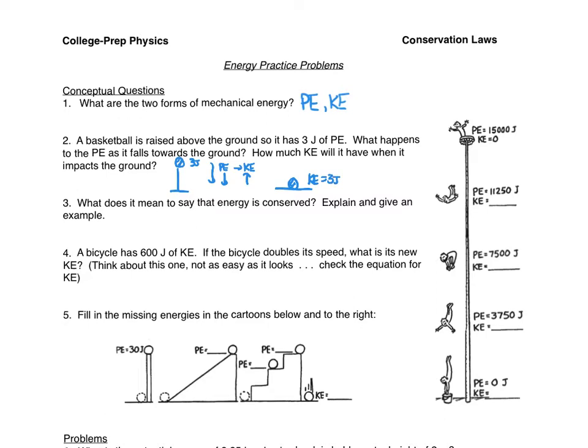Number 3, what does it mean to say that energy is conserved? That just means our initial energy total is equal to our final energy. That is, we're not going to be losing any energy later. If we use that basketball example, the initial energy is all potential energy, and as it hits the ground, all of those 3 joules will be converted to kinetic energy. We won't have any lost.